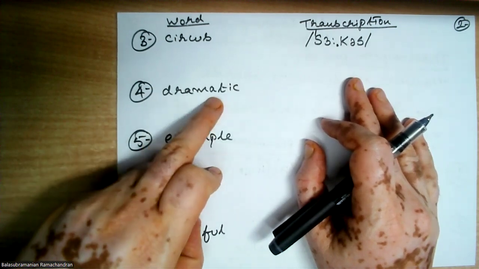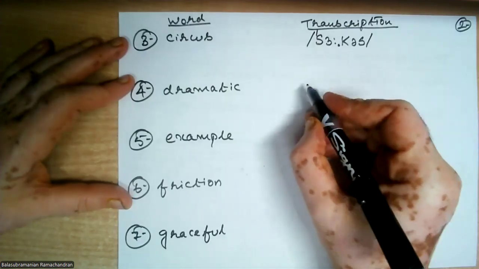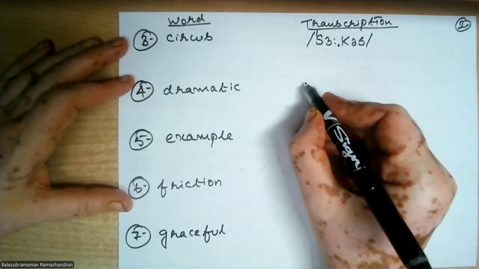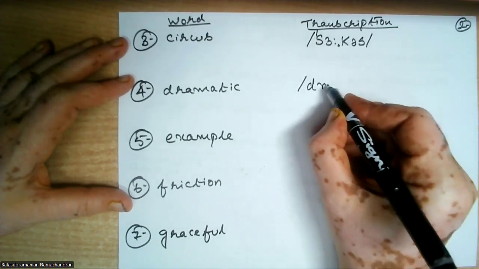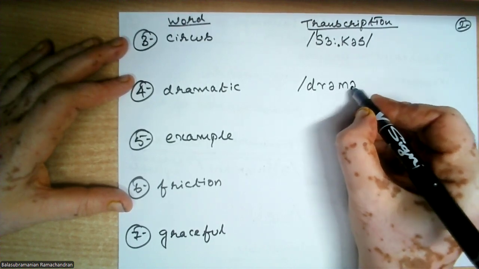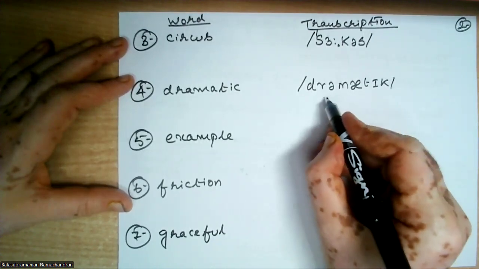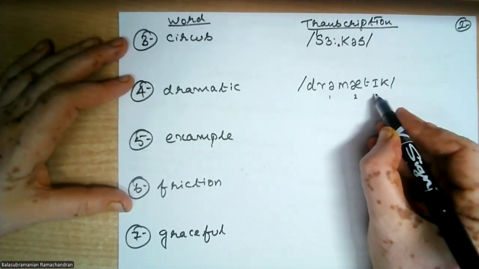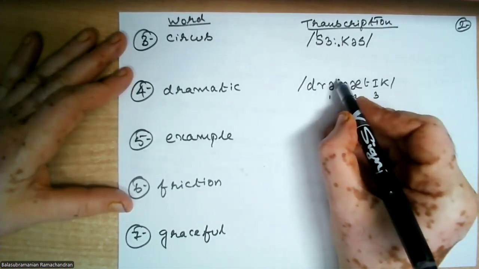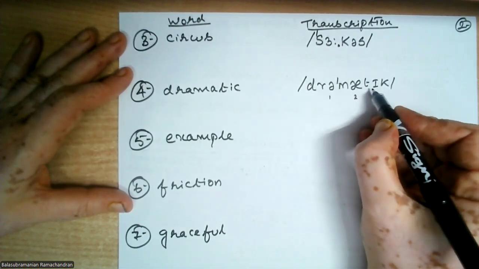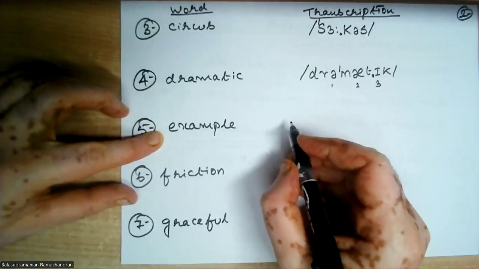So it's D-R-A-M-A-T-I-C. Let's listen to the pronunciation. It's dramatic. Again, how many syllables? 1, 2, 3. I'm marking the syllables here, okay? And these are the syllable boundaries. Dramatic. Let's move to word number 5.